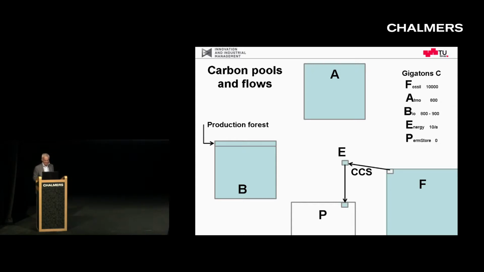What we all are aware of, it's expected that the first filling process of the permanent store is the classical CCS from fossil fuel plants. So my question is related to what can be gotten out from the atmosphere into the biosphere and from there into the permanent storage.